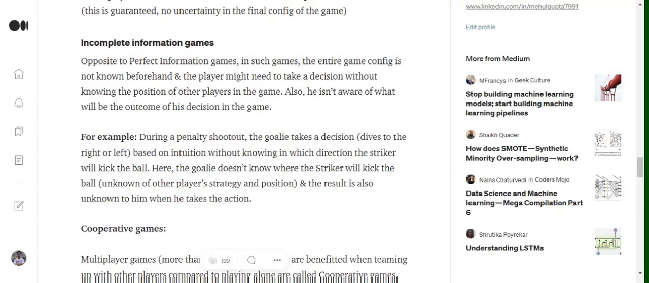It might be the case that player A might hit the ball on the right hand side or the left hand side, but he doesn't know exactly the position of player X before he takes his decision, and eventually he also doesn't know, once he dives to left or right, what the resultant configuration would be, whether he would be able to save the ball or not. So it's an incomplete information game where he doesn't know the position of his opponent, and eventually he also doesn't know, once he takes a decision, what would be the resultant configuration in the game.